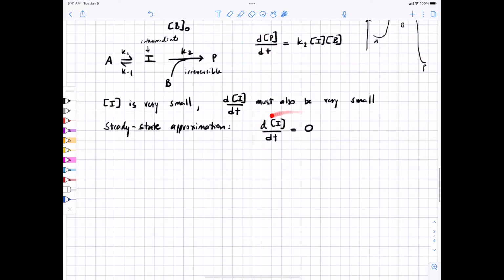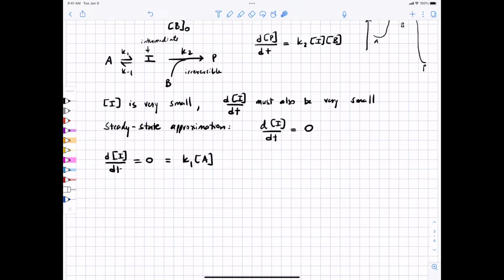So with that in mind, we can do the following bit of mathematical trickery. dI dt equals 0. And now we're going to add up all the things that contribute to the concentration of I increasing and subtract all the things that lead to the concentration of I decreasing. For example, I appears as A converts to I through rate constant k1. So we're going to put k1 times A here.